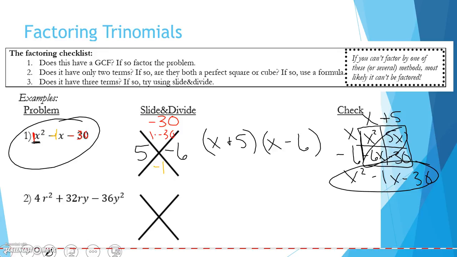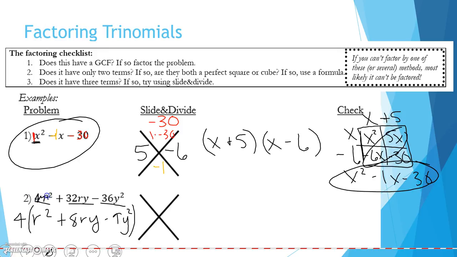All right, number 2. I check for a GCF first. There is a GCF in this problem. What goes into 4, 32, and 36 is 4. So I divide all of these by 4. I'm left with r squared plus 8ry minus 9y squared. If you notice, these have r's and y's in them, and we'll deal with that later.